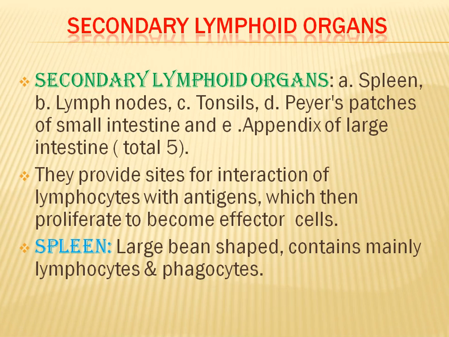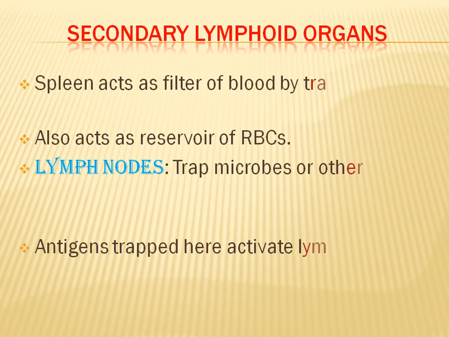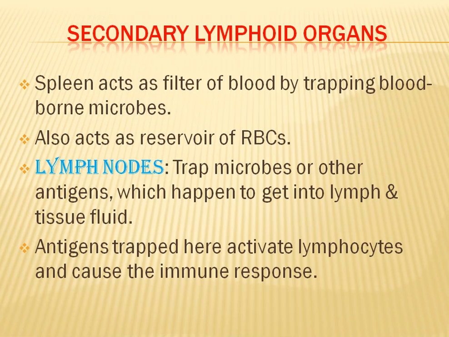Spleen is large bean-shaped organ containing mainly lymphocytes and phagocytes. Lymphocytes are type of leukocytes, that is WBC, and phagocytes engulf microbes. Spleen acts as filter of blood by trapping blood-borne microorganisms. It also acts as reservoir of erythrocyte or red blood cells. It is also called blood bank.